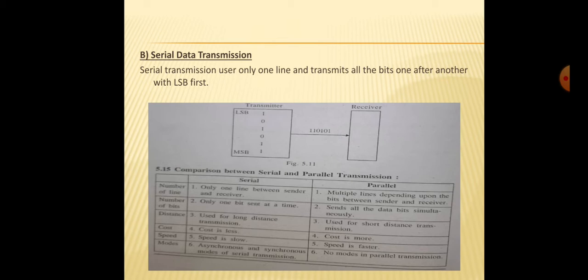Next we will be seeing both of these in a comparison. So how many lines are there in serial? Only one. In parallel, the number of lines is many, that is multiple lines. Then number of bits, only one bit is sent at a time. Here all the data bits are sent simultaneously in parallel. Then distance, serial is used for long distance transmission. Here in parallel it is used for short distance. Then serial cost is less, but parallel cost is more. In serial speed is slow, but in parallel speed is faster.